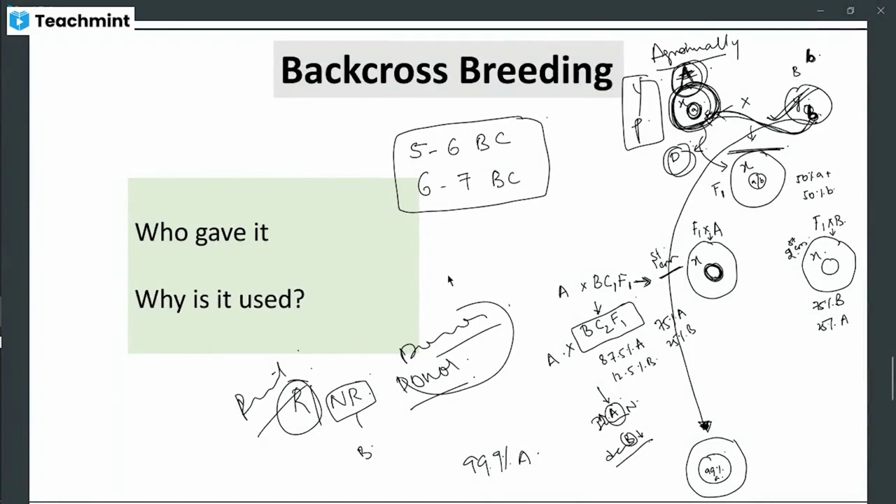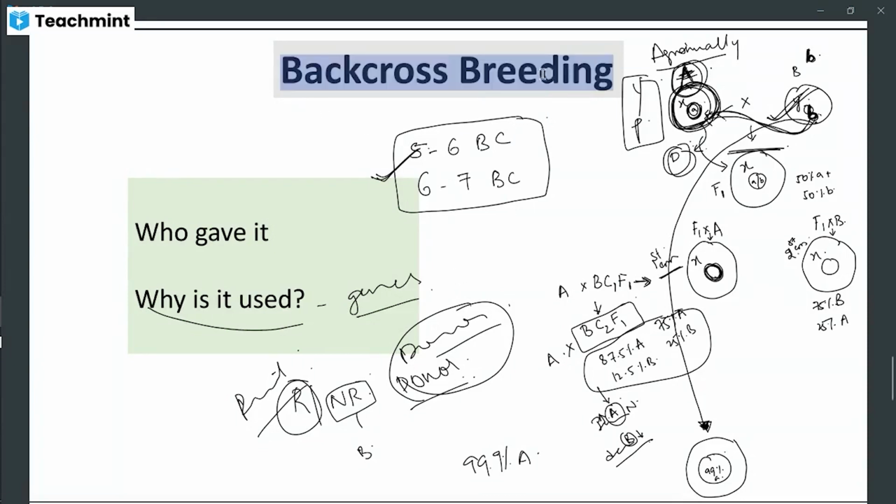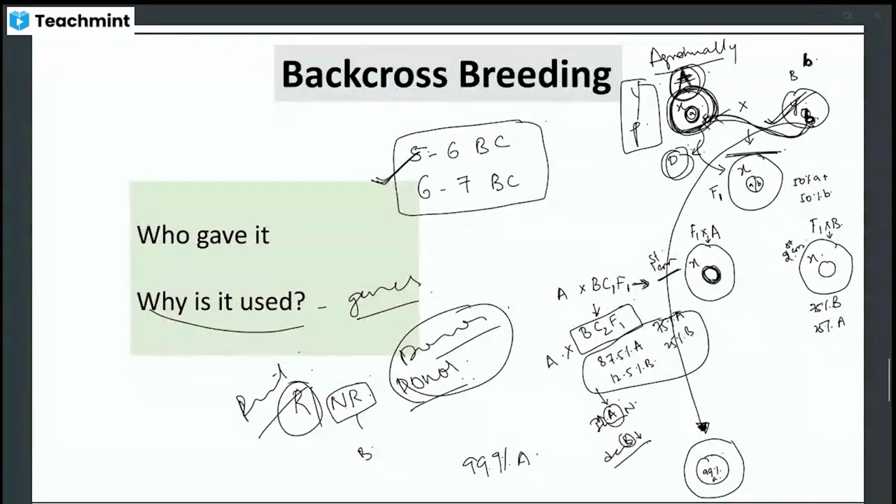So now you got clear about the concept of to which parent we need to backcross, how the nuclear status and then the cytoplasmic status changes after every cross, and how many backcrosses are required, etc. And it is used to transfer your genes. So now tell me which genes can you transfer most effectively using the backcross breeding method? Which genes? Single gene. Oligogene. Yeah, oligogene.